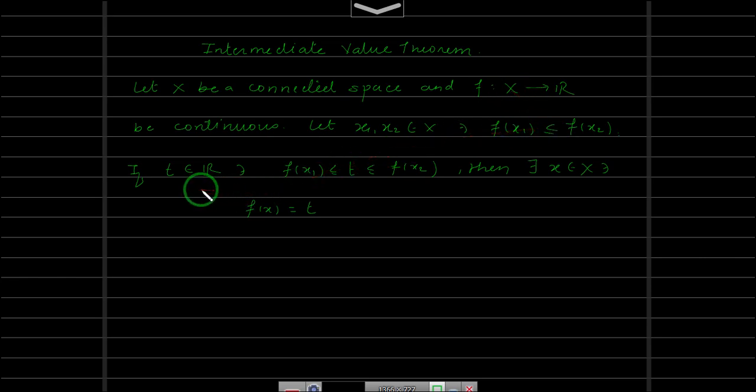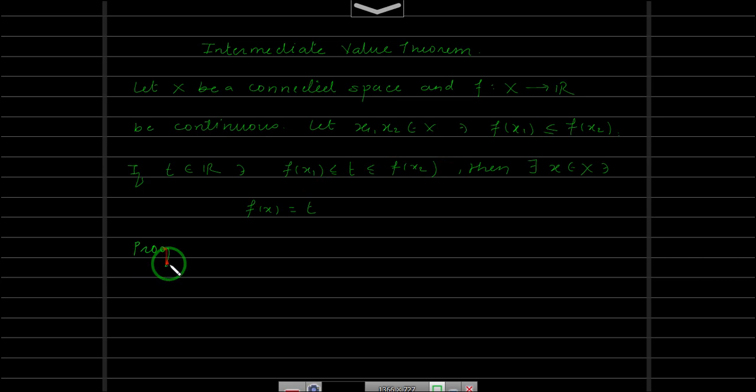So in this case we have taken some T belonging to R such that it is in between f at x1 and f at x2. We are saying that there is a point x in X, that is the domain, which is mapped to T. And we can easily prove this by using the connectedness theorems we have proved till now. The main thing over here is X is connected. If X is not connected, then these things may not hold. You cannot say anything with surety. And the proof is very simple, just 2-3 lines.